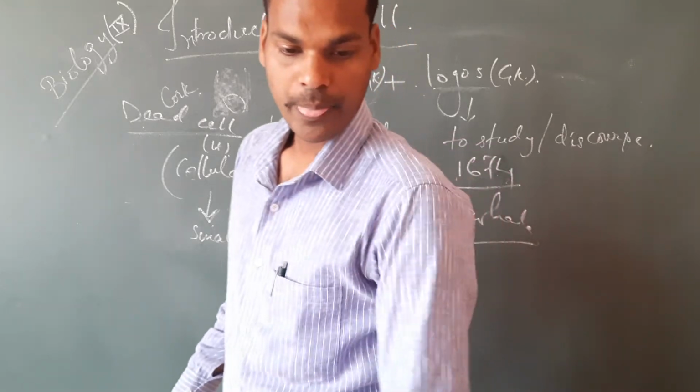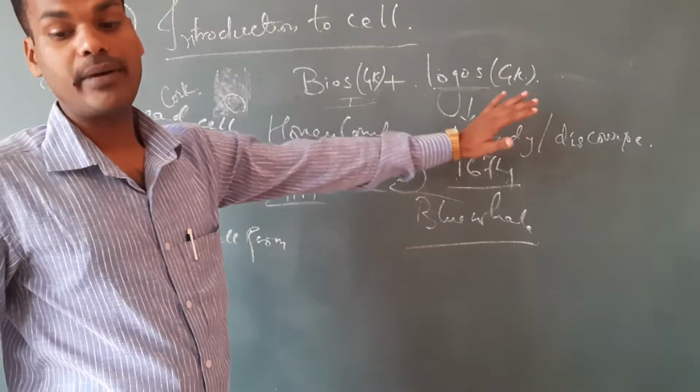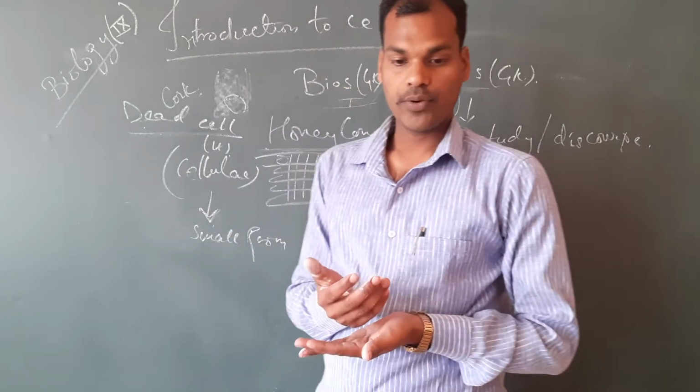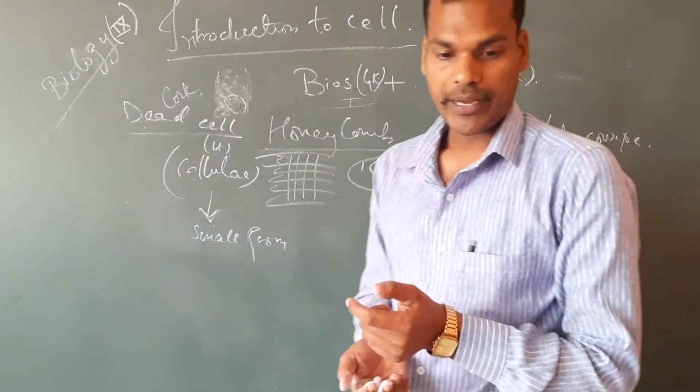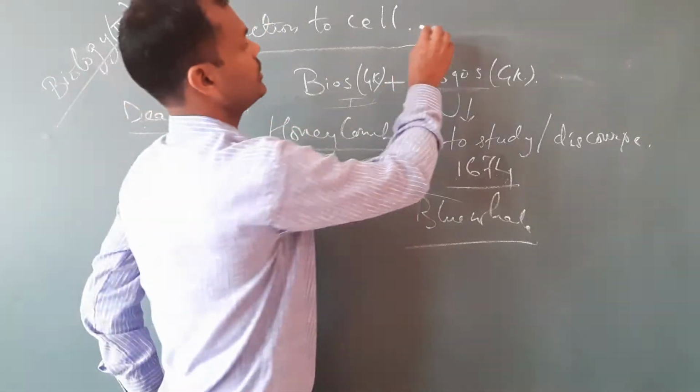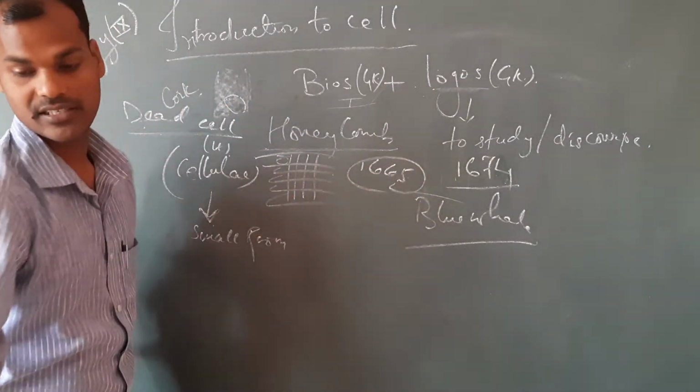Now next is about the discovery of the microscope, where you see that Zacharias Janssen was the first to discover the microscope. Then it was improved by, so it was first Zacharias Janssen.